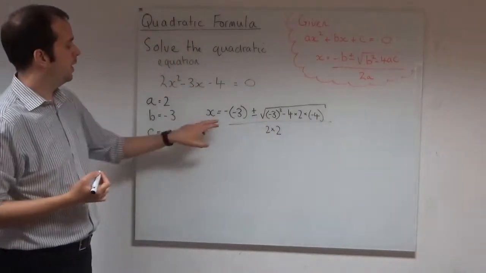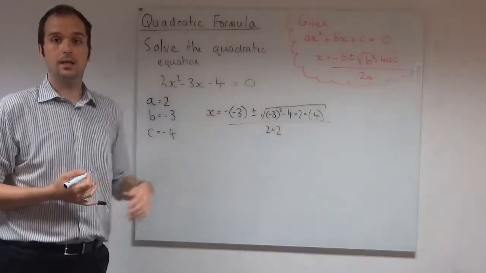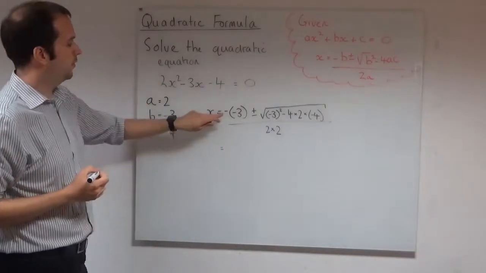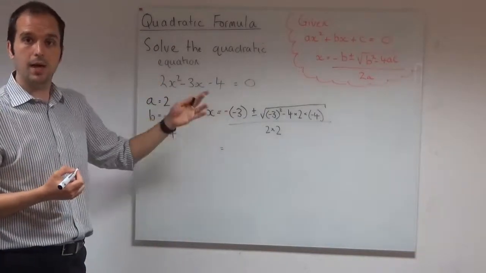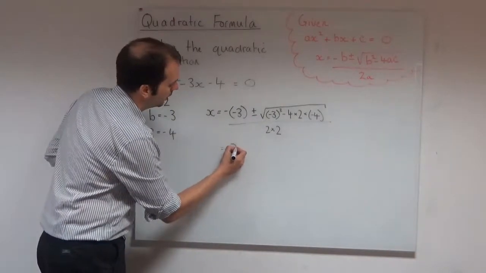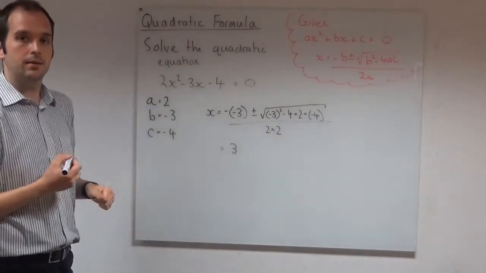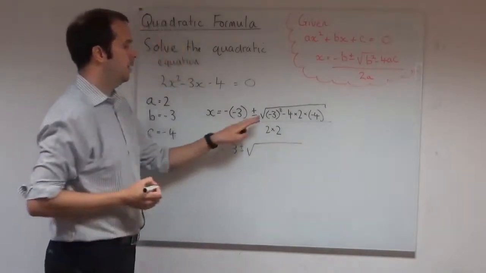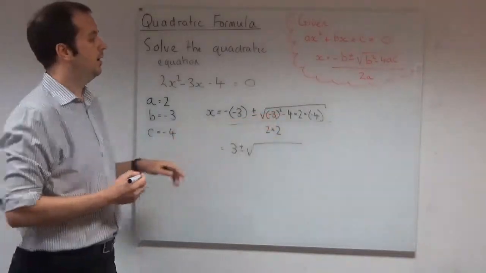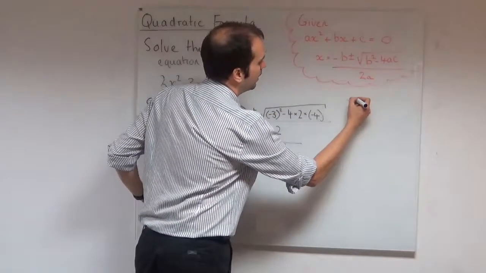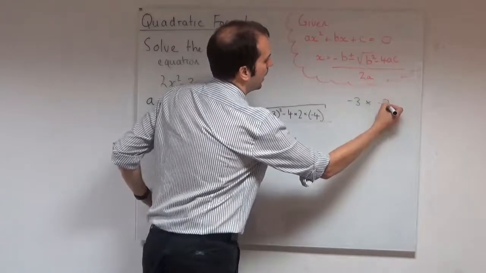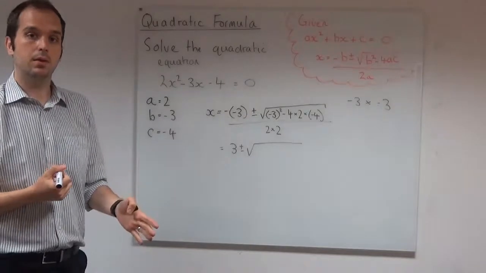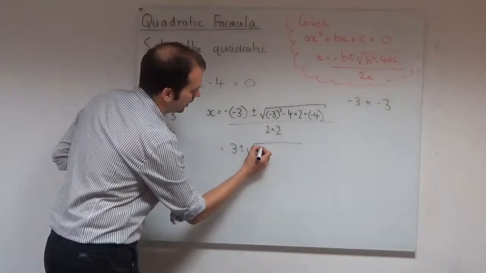Now all we need to do is work out the values of each term in the expression and then simplify it. So what have we got first of all? We've got minus 3, so minus minus gives us a plus, so we're going to get a plus 3 there. Then a plus or minus square root. Now we have minus 3 squared. Let's just think what that means. It means minus 3 multiplied by minus 3. Minus times minus gives us a plus. So that's going to give us a plus 9.